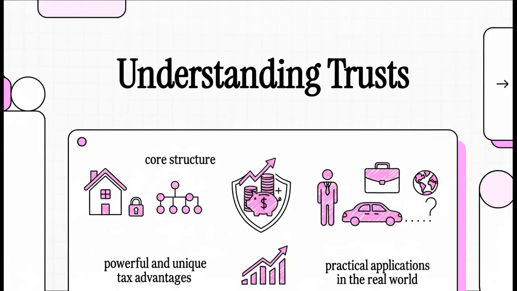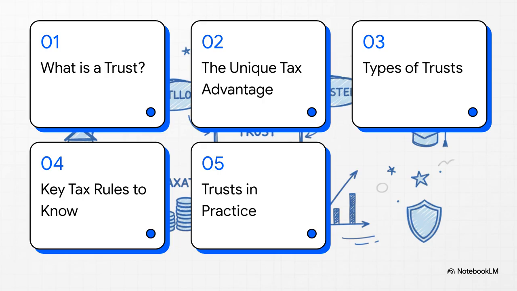So today, we're going to deconstruct the idea of a trust, piece by piece. We'll start with the absolute basics, its structure. Then we'll dive into what is arguably its most powerful feature, a really unique tax advantage. And finally, we'll see how all of this gets applied in the real world. Here's our roadmap for today.